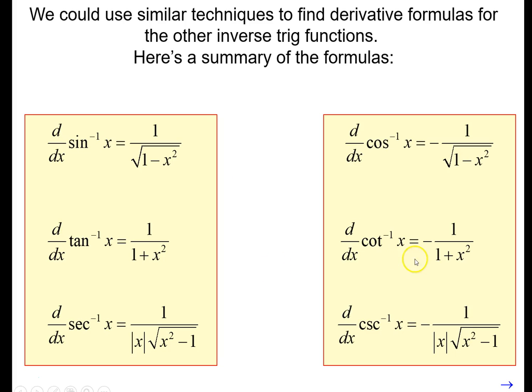Derivative of cotangent is the same as tangent except it's negative. The derivative of cosecant is the same as secant except it's negative. Most of the time when we work with these, we're going to be using a chain rule. Otherwise, it's just the formula itself. We've got to have a little more to it than that. So most of the time when we do use these, we're going to be using the chain rule.